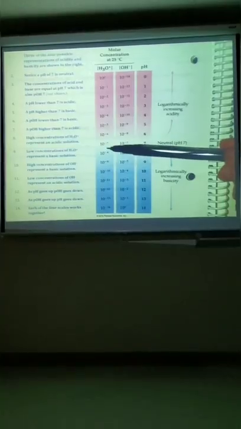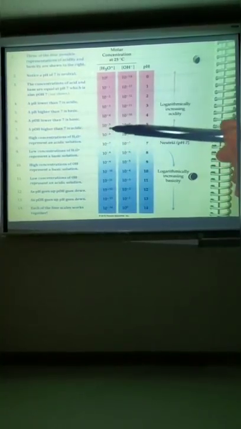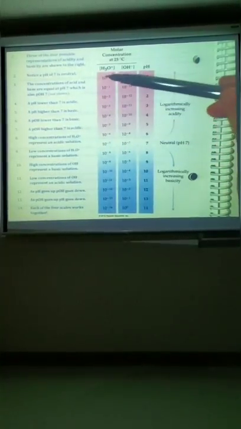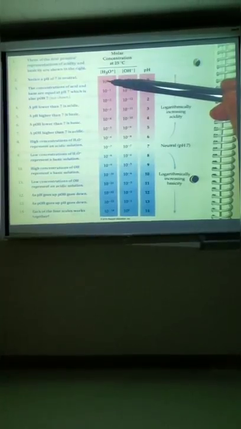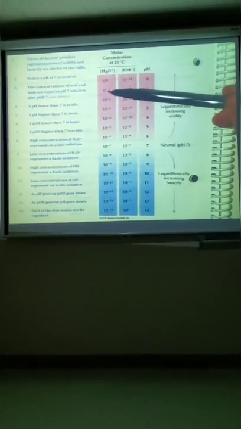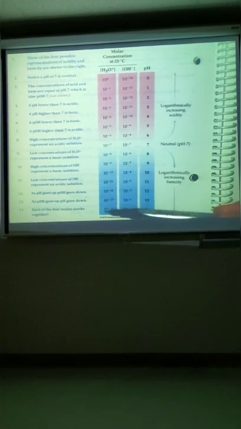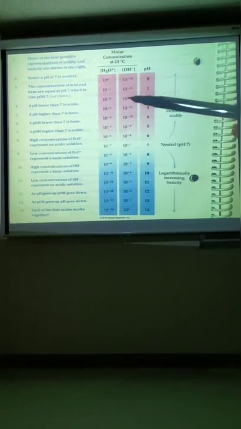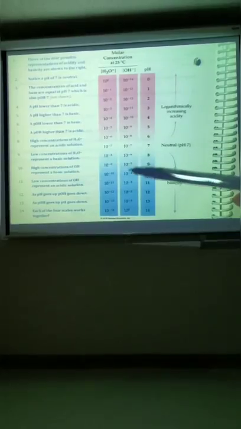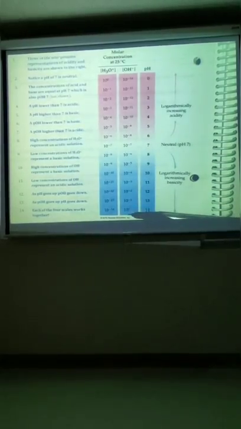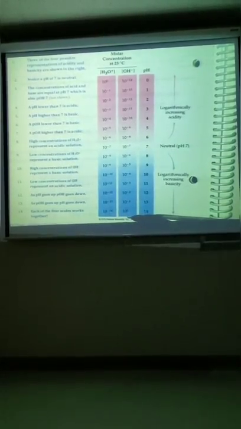Notice as we become more acidic, our numbers get closer to 1. As we become more basic, we'd go in the opposite direction. Our number would be tinier and tinier and tinier for acid. But notice on the other scale, it's because our base is getting larger and larger, and it's getting closer to 1. So it's like a teeter-totter. As one goes up, the other goes down.